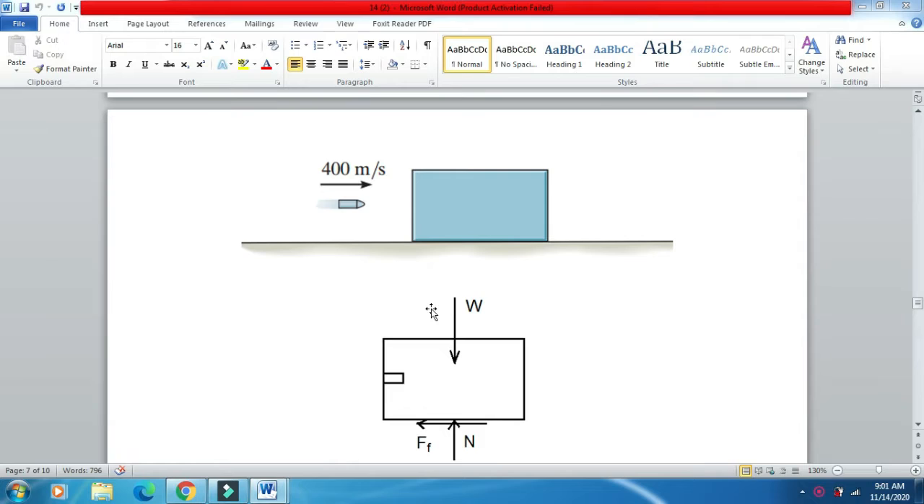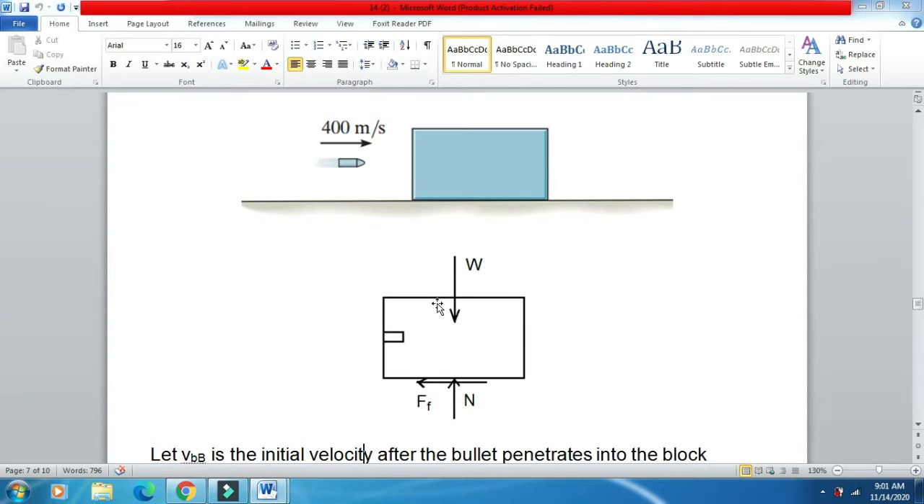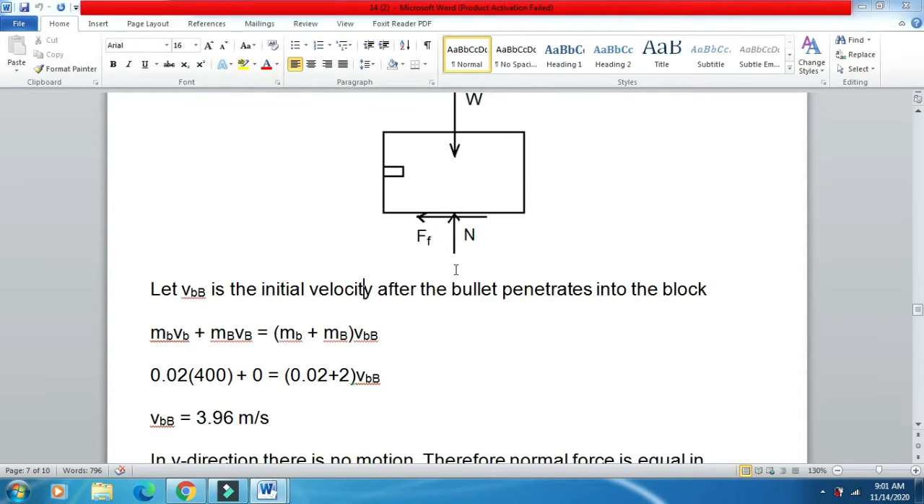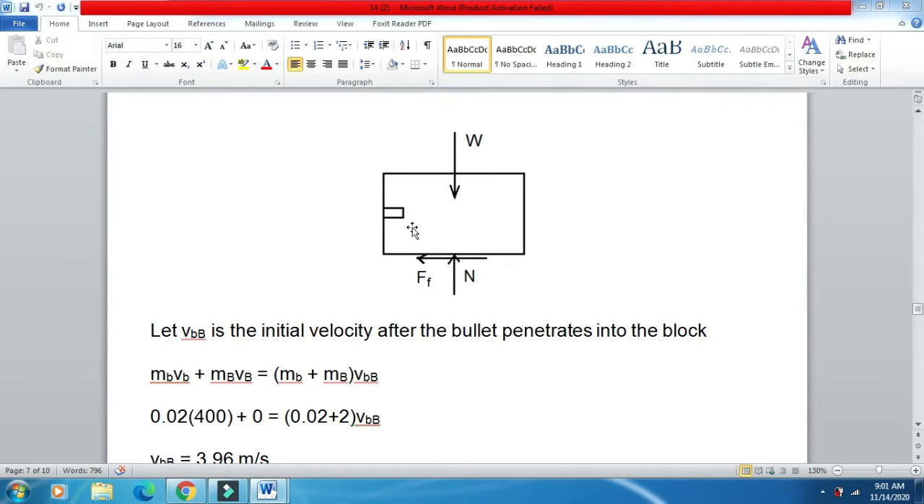Initial velocity of the block is 0. Initial velocity of the bullet is 400 meter per second. We will find the velocity. We will calculate initially the velocity at which both will travel, that is after the bullet penetrates into the block. So this is the condition. The bullet is penetrated into the block.